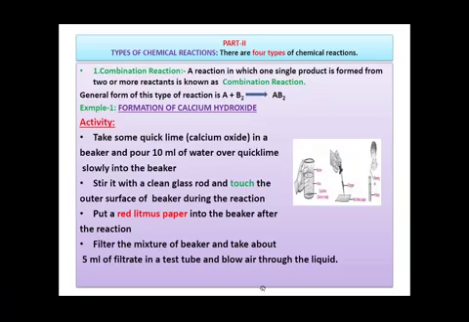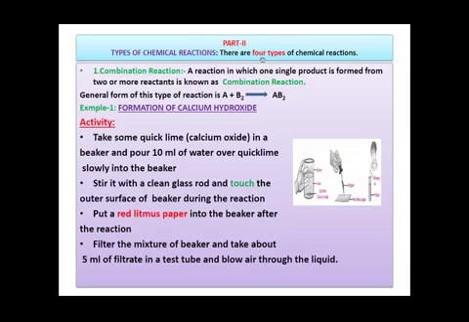Dear students, today we will learn about types of chemical reactions. So what happens during a chemical reaction? As a chemical reaction progresses, old bonds between atoms break and new bonds are formed, and this leads to the formation of new substances.